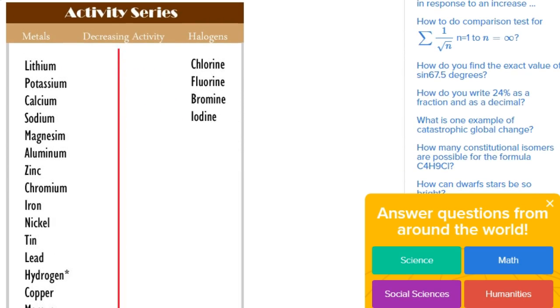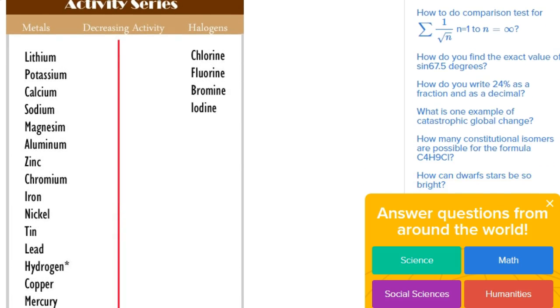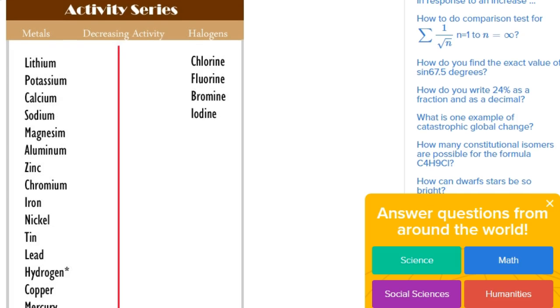Here's the activity series. I'm not going to show you all of them, but lithium, potassium, calcium, sodium, and so on. So these are the most active at the top. These are the least active at the bottom. If you went all the way down to the bottom, gold is the least reactive. So that's why you're going to find gold by itself for the most part. It doesn't really like to grab onto other ions. But also in this activity series are halogens, so chlorine, fluorine, bromine, and iodine. So you may have a cation attached to one of these. A lot of times it'll be MgCl2, MgF2, fluorine, chlorine, all those.